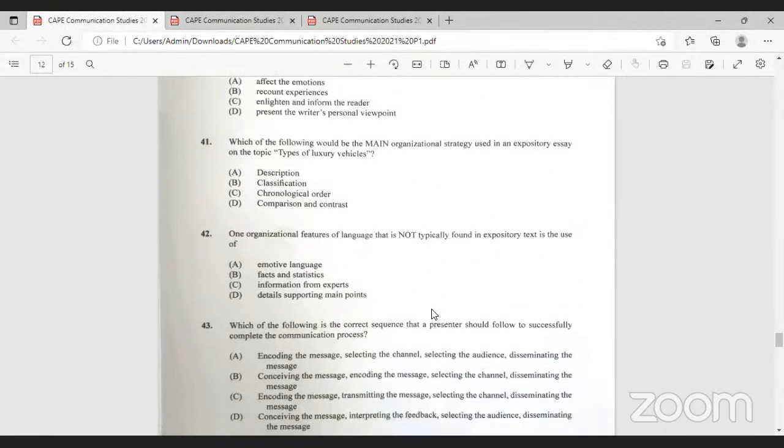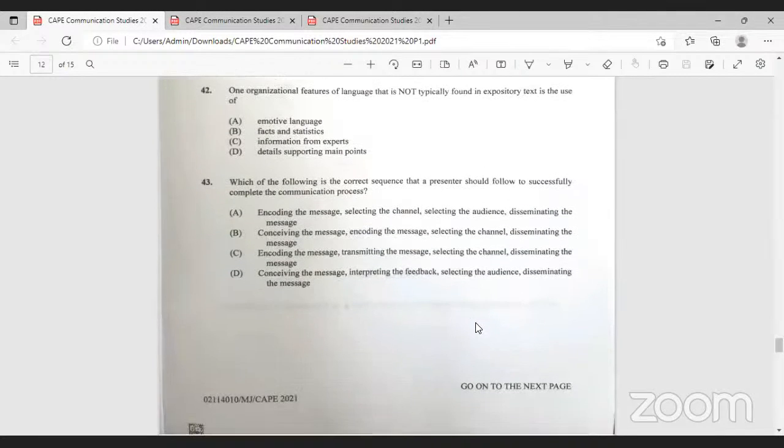42, one organizational feature of language that is not typically found in expository text is the use of what? Emotive language, facts and statistics, information from experts, details supporting main points. The answer is A, emotive language. Like I said, the most repeat questions come back in the last module, the last 15 of them, from 30 to 43.